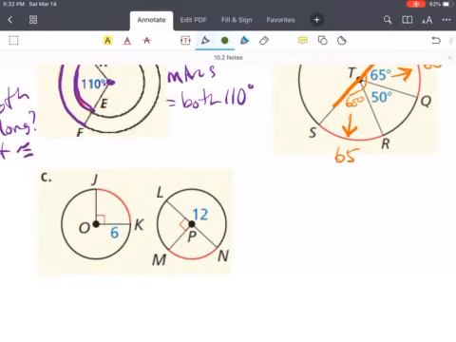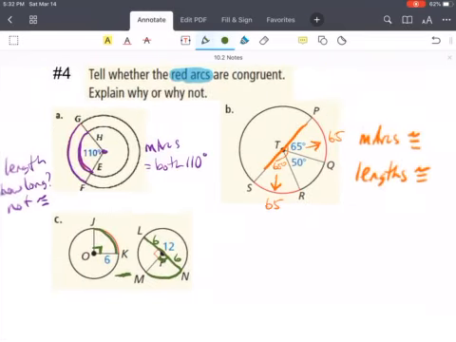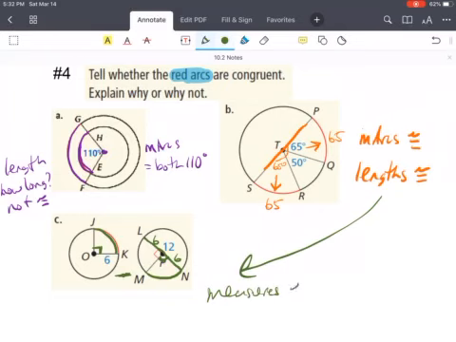And lastly, in C, because this diameter is 12, we get 6 and 6. These are essentially the same circle, the same size circle. So when you have a 90-degree angle and a 90-degree arc, and you have a 90-degree angle and a 90-degree arc, same as in B, the measures are equal, and also the lengths are congruent as well. So it's only in A where the lengths would be different because they're different size circles.